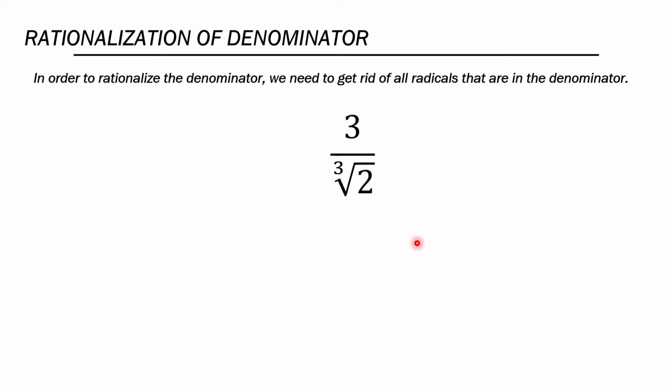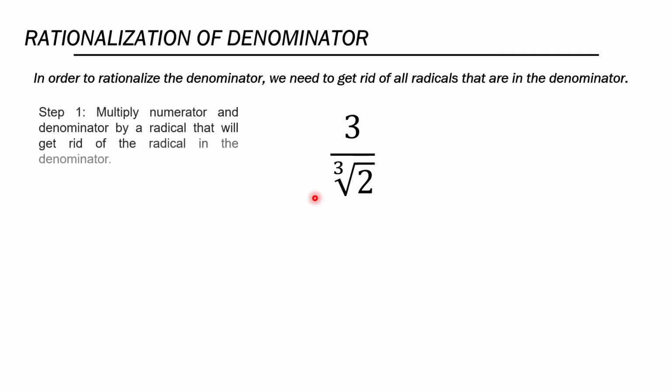Okay, halimbawa ganito. 3 over cube root of 2. So, this one, cube root na. Kanina, square root. This one, cube root. So, anong gagawin? Multiply numerator and denominator by a radical that will get rid of the radical in the denominator. Again, this is cube root. So, meaning, we need a perfect cube dito sa loob para matanggal natin yung radical.